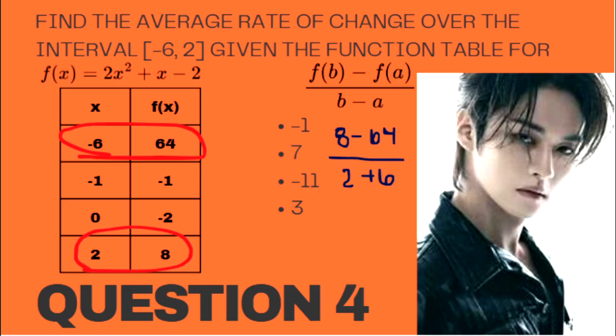I don't want to think, so we're going to get a calculator. 8 minus 64 is negative 56 over 8. And again, I didn't learn all of my times tables, so 56 divided by 8 is 7. So this one should be negative 7, and that's not an option, so we're going to say positive 7.